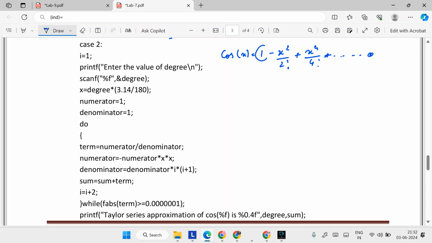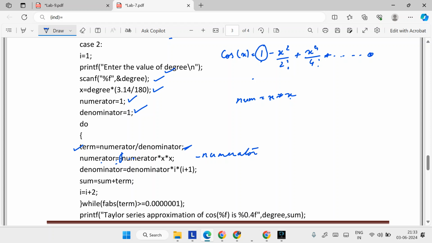Notice the first term has numerator 1 and denominator 1. So here you see, ask the user for the degree, then convert the degree to radian, then first term numerator 1, denominator 1. Then come to the loop, term is what? Term is your numerator divided by denominator. And the next numerator is the previous numerator times x, because 2 times x are getting added. But because the signs are alternating, here you will have minus numerator.